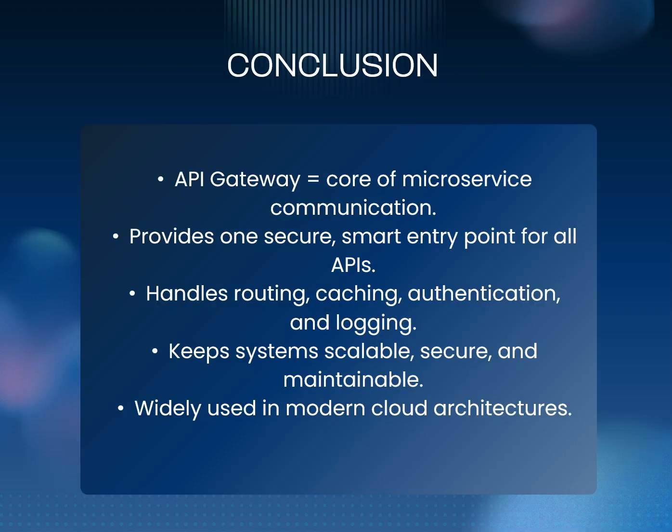In conclusion, the API Gateway has become a critical component in microservice architecture. It provides a single, secure, and intelligent entry point for all client requests, ensuring that communication between services is seamless, consistent, and protected. Whether implemented through open-source tools like Kong or managed solutions like AWS Gateway, this technology is what keeps modern API ecosystems organized, scalable, and reliable.